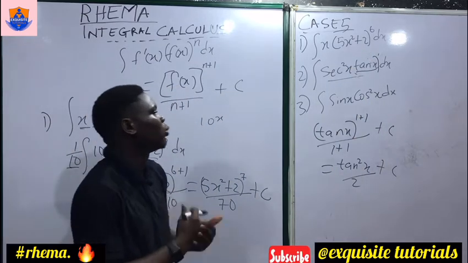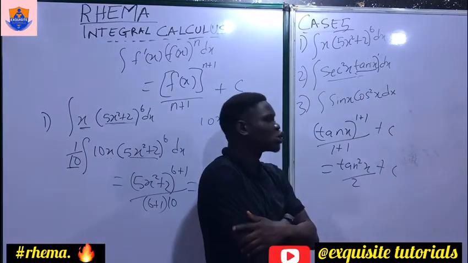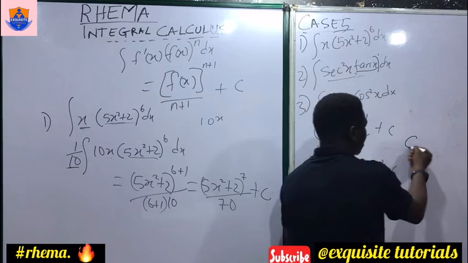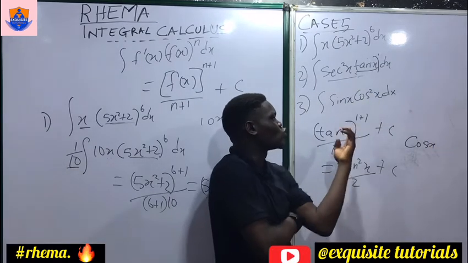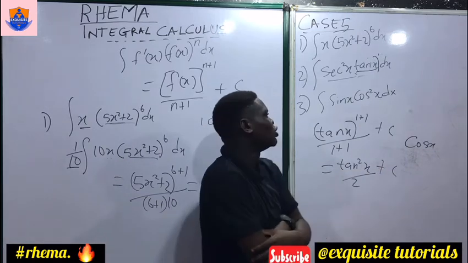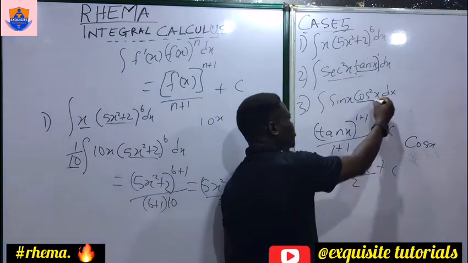Question 3. Now when you differentiate sin x, you will get cos x, not cos square x. And there's no way you can manipulate cos x so that it will suit your taste here. So let's consider this function. When you differentiate cos x, you will get sin x. So it means that we are using this function.